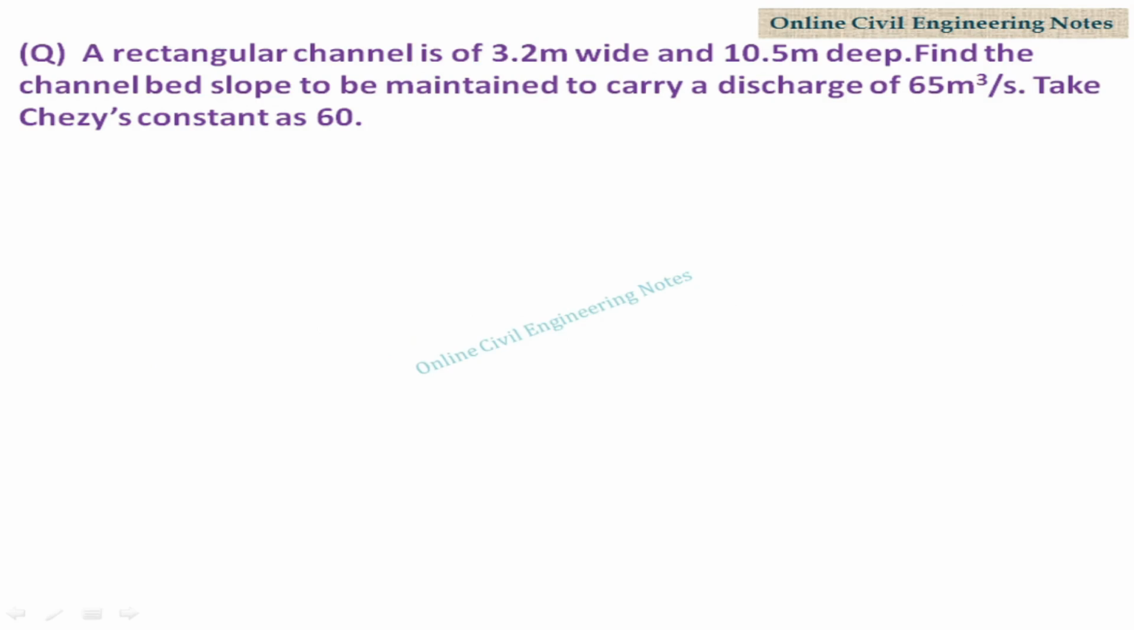A rectangular channel is 3.2 meter wide and 10.5 meter deep. Find the channel bed slope to be maintained to carry a discharge of 65 cubic meter per second. Take Chezy's constant as 60.